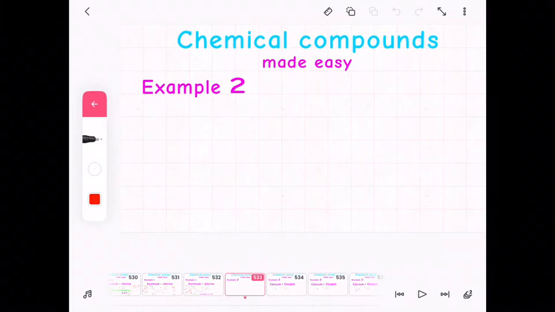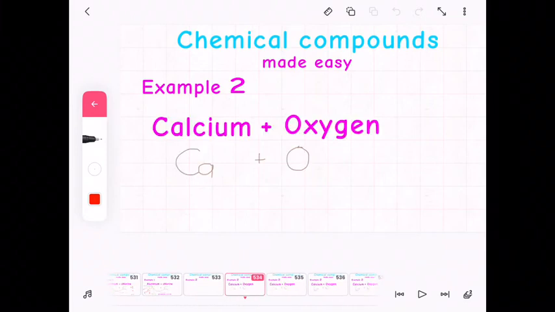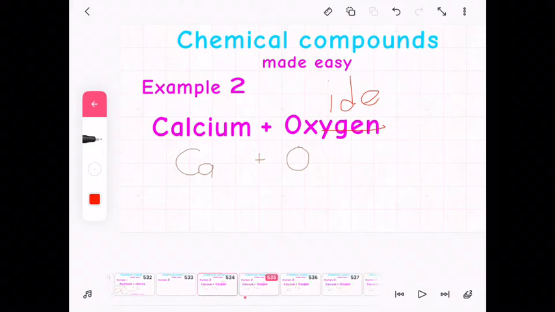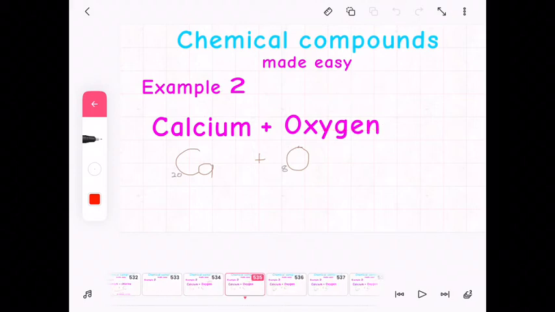Example 2. Calcium plus oxygen. You're going to get calcium oxide. Once you combine them, the negatively charged atom will always change its name to ide. Step 1 says that we should get the atomic number, which is 20 for calcium and 8 for oxygen. Step 2, write the electronic configuration: 2, 8, 8, 2 for calcium and 2, 8, 6 for oxygen.